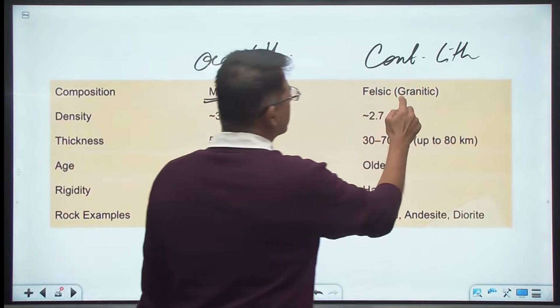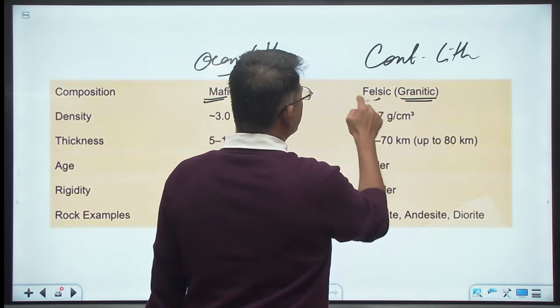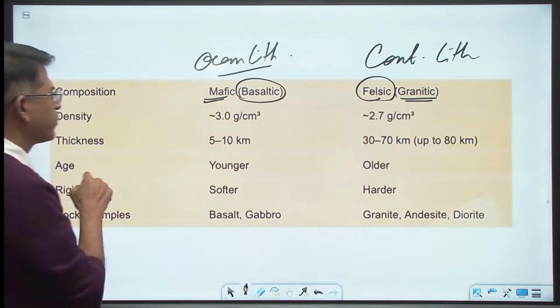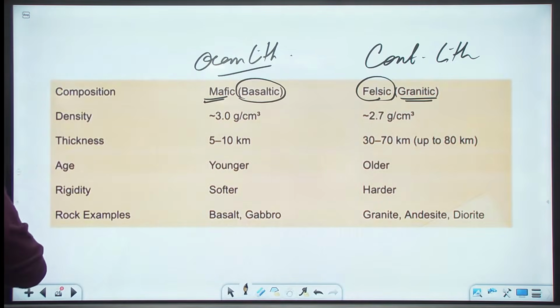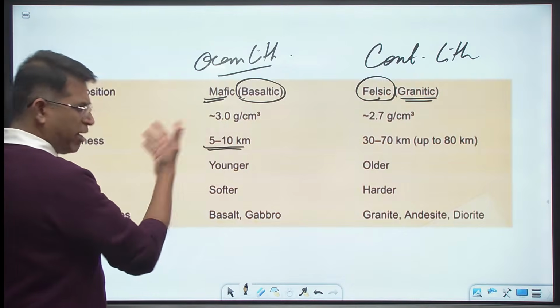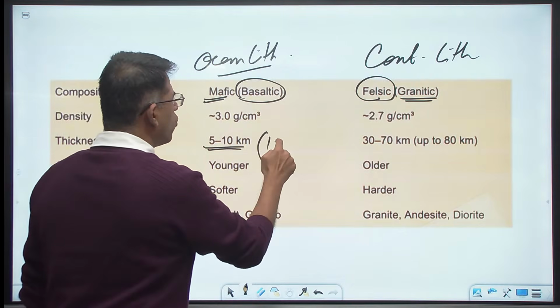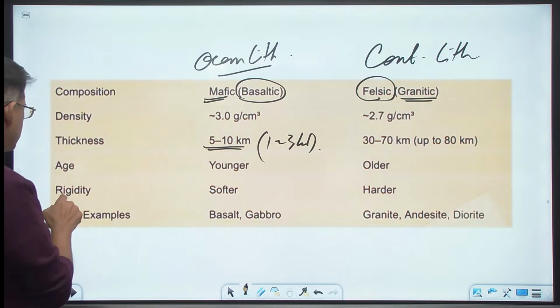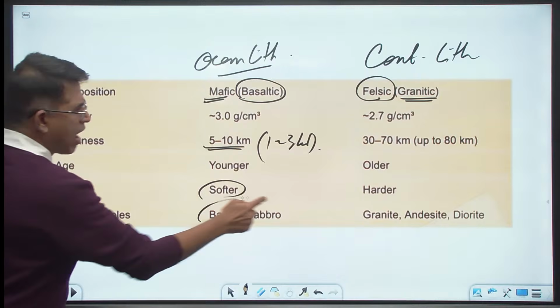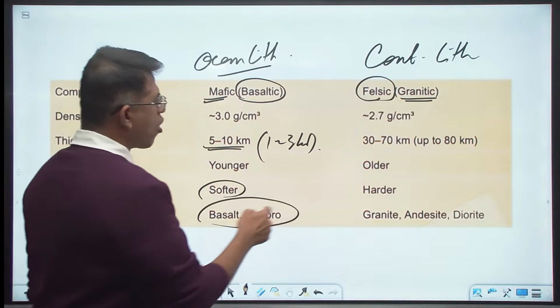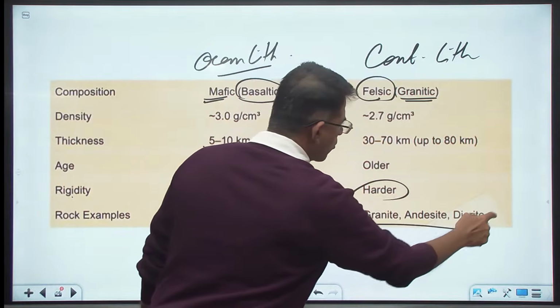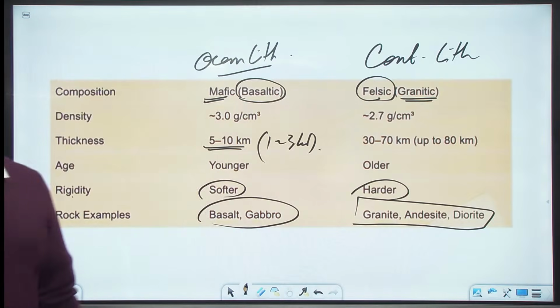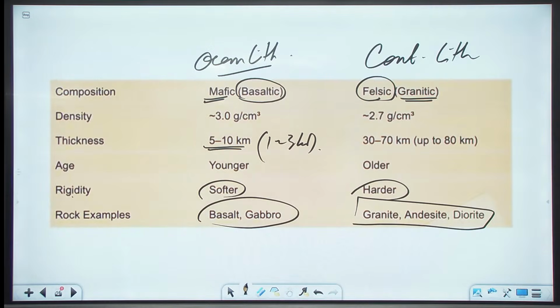Continents are granitic. I've used a term called felsic. And the thickness, 5-10 kilometers is mentioned here, but generally it is 1 to 3 kilometers. Okay, forget this. Ocean crust is softer: basalt and gabbro. Continents are harder, and continents are made up of granite, andesite, diorite, and so on. Okay, some idea about the crust and lithosphere.